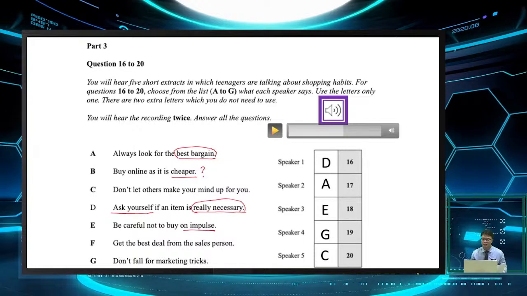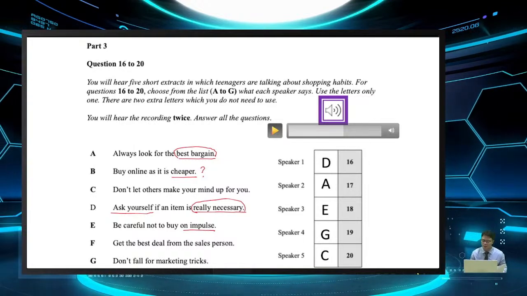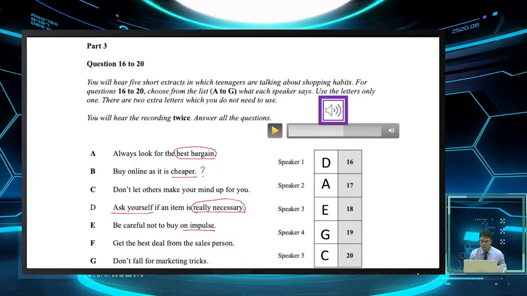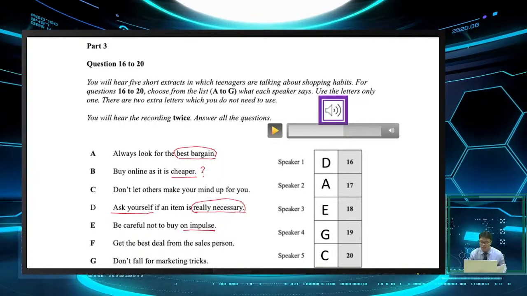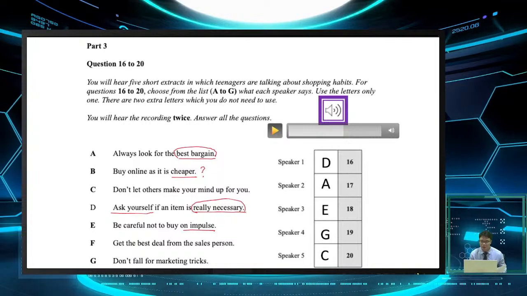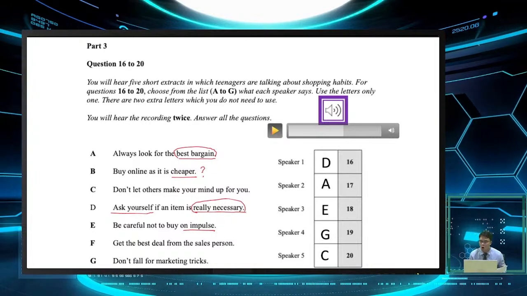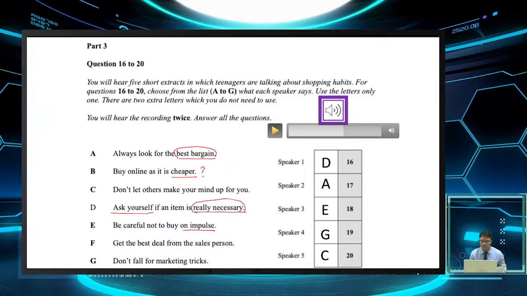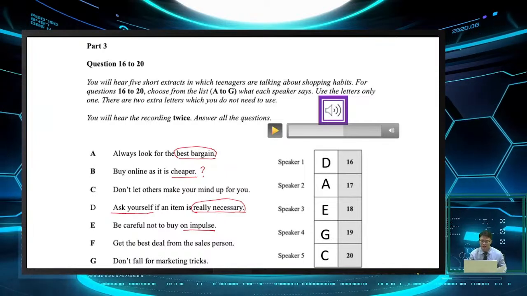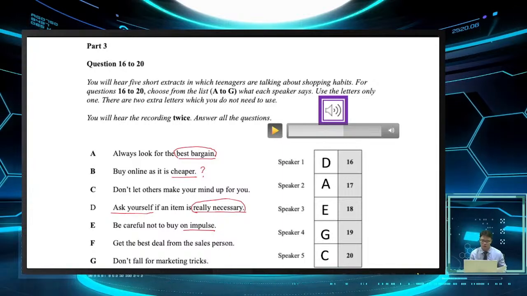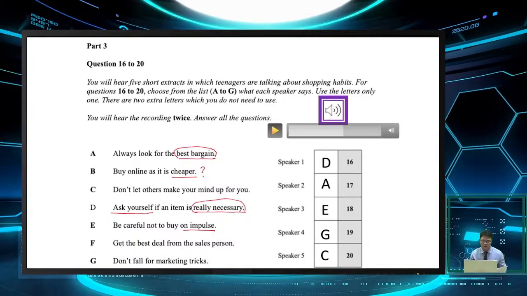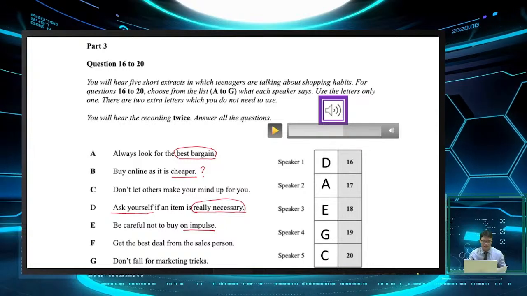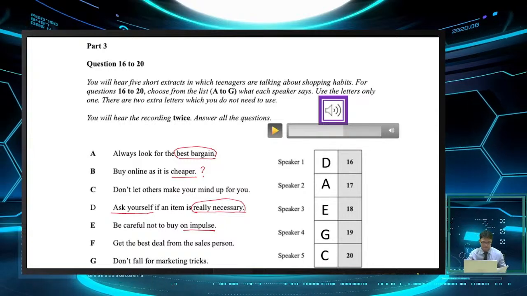Okay, for speaker 2, the speaker was saying that he is looking for the best choice, but cheaper. But you see the word cheaper here is B. It is a distractor. Why? Because you have the word online, and it is not being mentioned. But A is the best answer because best bargain, best choice. So you are looking for a cheaper price. A bargain is when you are looking for something that is cheaper. Okay, and lastly C.